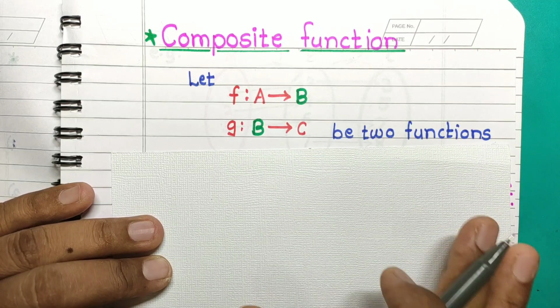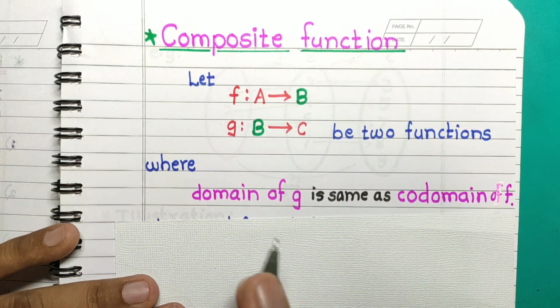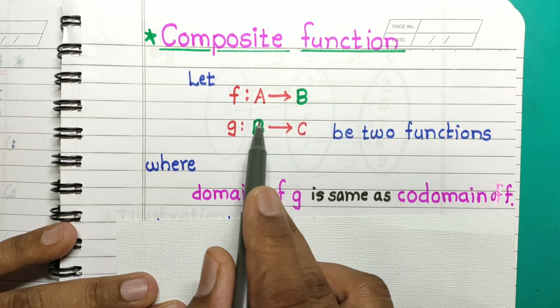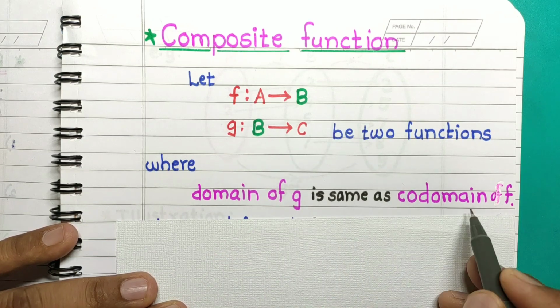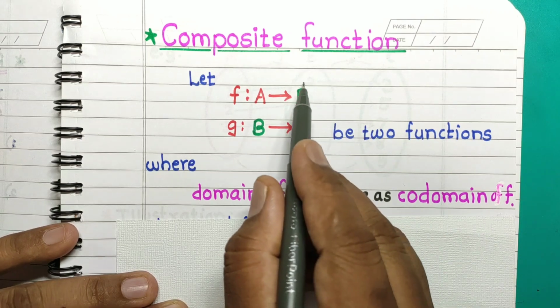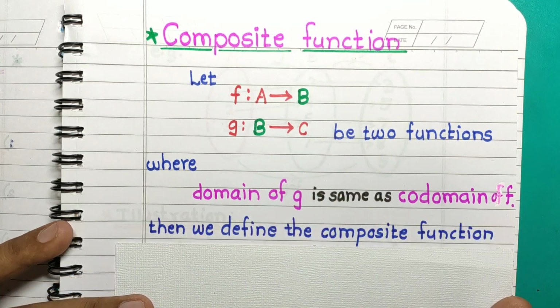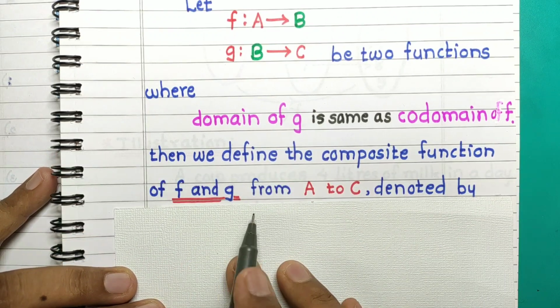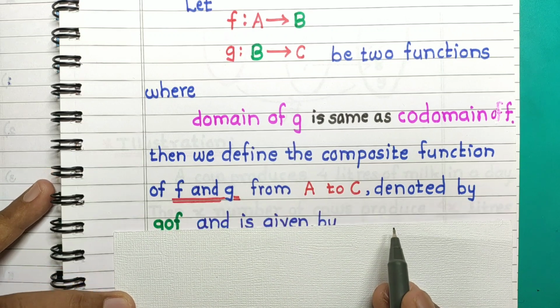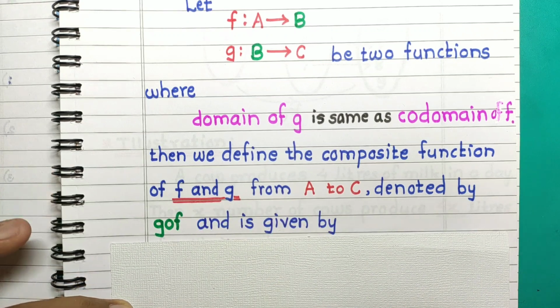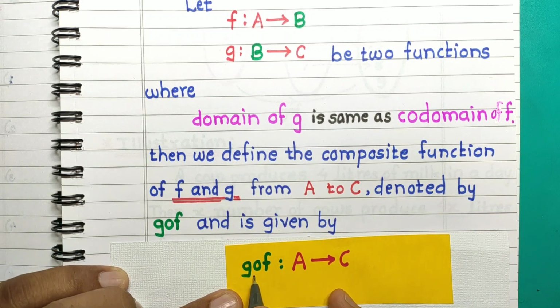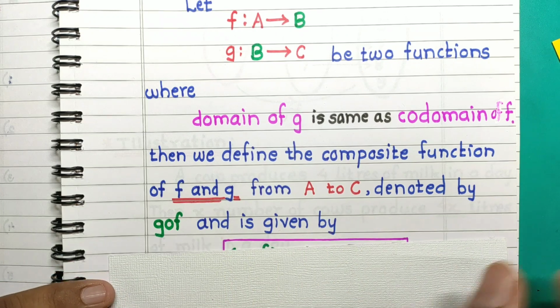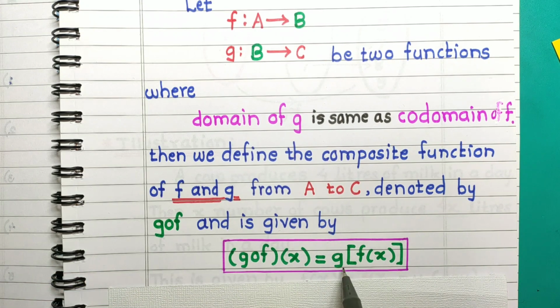Here we observe that the domain of function g, set B, is the same as the codomain of function f. Codomain of function f is B. So then we define the composite function of f and g from A to C, which is denoted by gof. We can define this gof function from set A to set C and it is given by gof of x is equal to g of f of x.